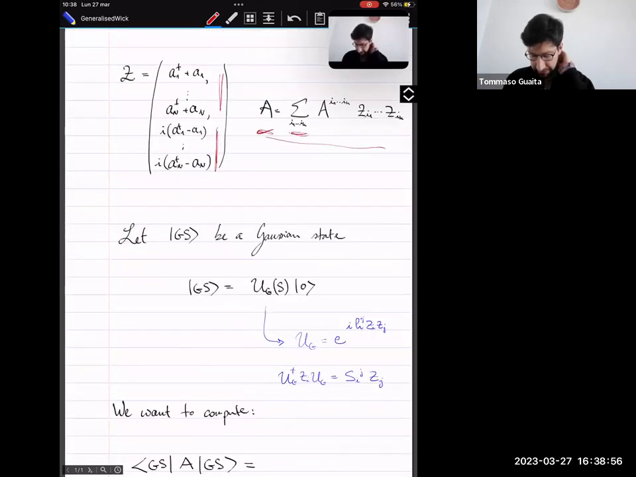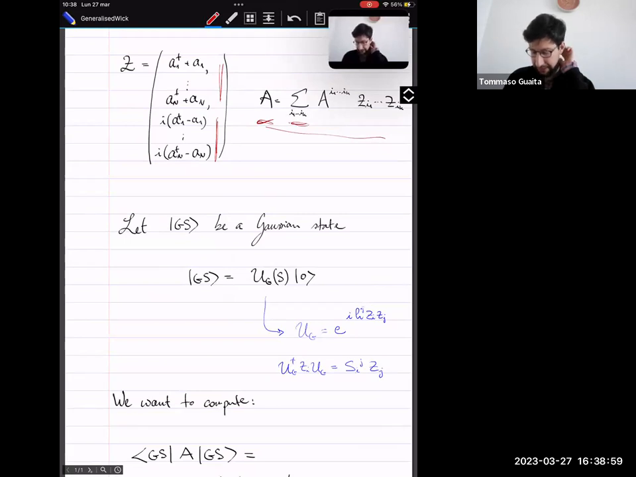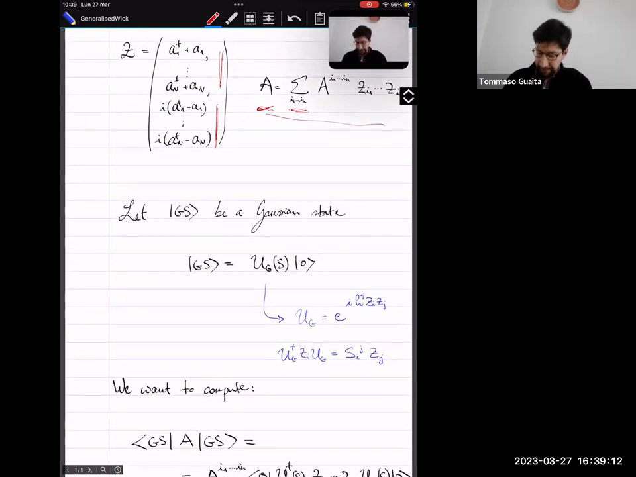We consider then a Gaussian state, which I call here GS. That's the second element that we need. Of course, there are many different equivalent ways of defining what you mean by a Gaussian state. Here we will use this definition: a Gaussian state is any state that can be created out of the vacuum, where the zero here is the vacuum, by a unitary transformation which is a Gaussian transformation, a unitary Gaussian transformation.